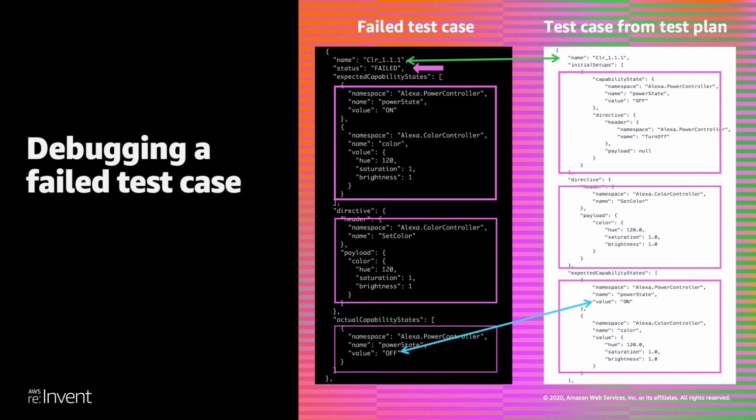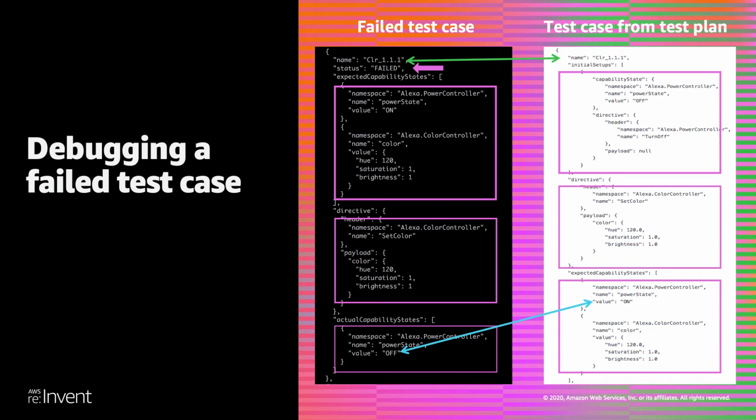Let's see how we can read a test case. Directives section of the test case defines the requested action. Here it says set color with hue equals to 120, saturation as 1, and brightness as 1. Expected state shows that the bulb should turn on and the color should be set to the given hue, saturation, and brightness values. Actual state shows the bulb was off after the test case execution.